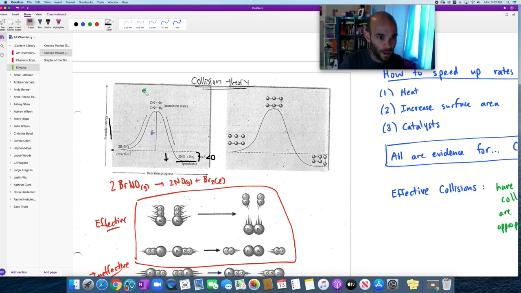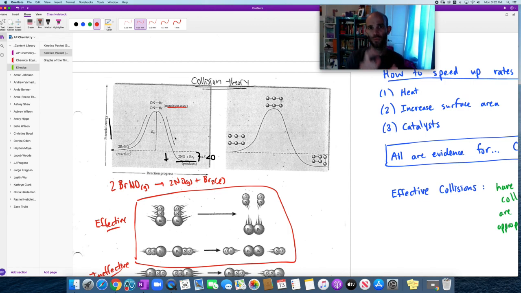Okay, and here at the top, there's something called the transition state. Okay, so the transition state occurs at the moment these molecules have come together and you've disrupted and broken all of the old bonds.